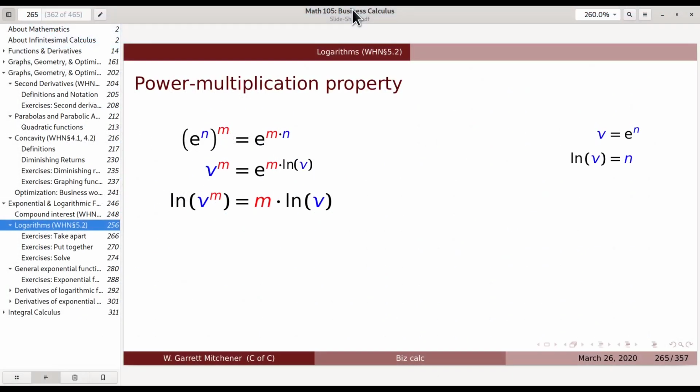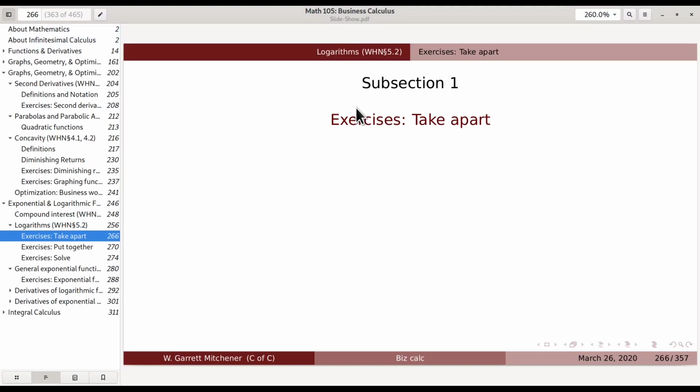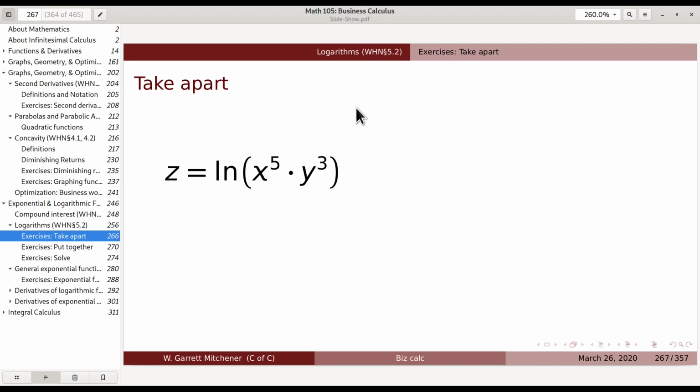Next, I'm going to do some take-apart exercises. You will see these in the homework. The instructions are kind of long-winded. You'll see a problem like this: ln of x to the fifth times y to the third, and it'll say use the algebraic properties of logarithms to rewrite this so that the result doesn't have ln applied to multiplication or division or an exponent. So basically it wants you to take apart this algebraic expression.